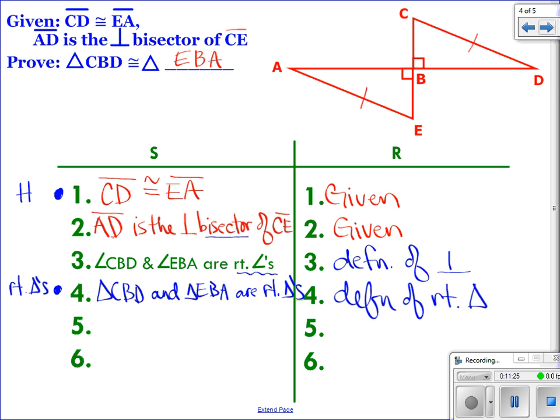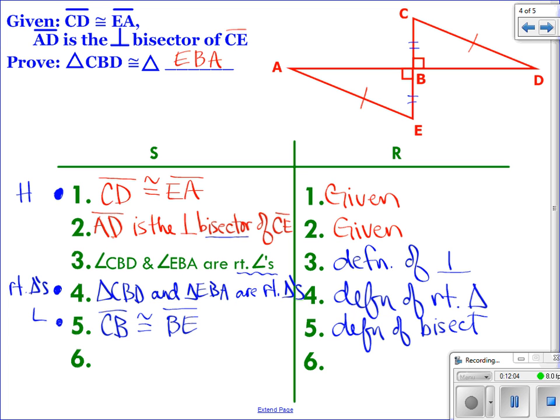So looking at CE, that means we can say that the two pieces are congruent to each other if it got cut in half. So we can say CB congruent to BE. Those are the legs. How did we figure this out? What told us this? The fact that they got bisected, right? That CE got bisected. So that would be definition of bisect. On the right-hand side, you're always stating how you knew this. How did we know CB equals BE? Because we knew it got bisected. So the definition of bisect.